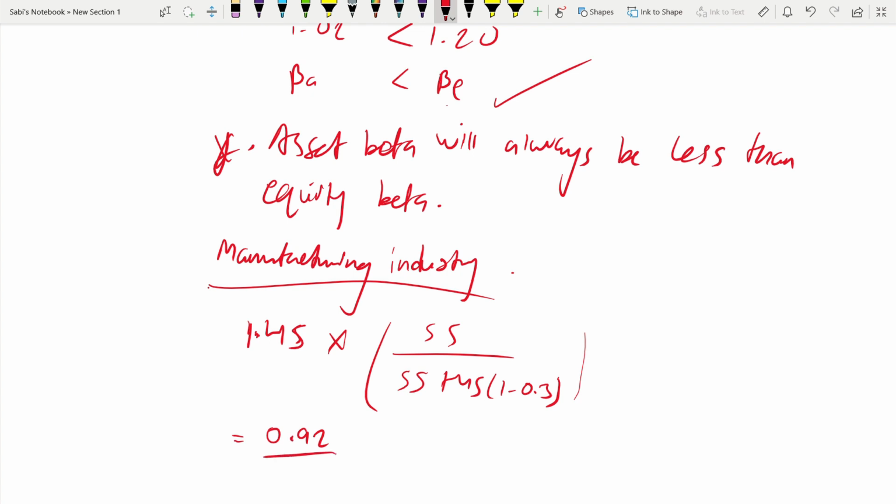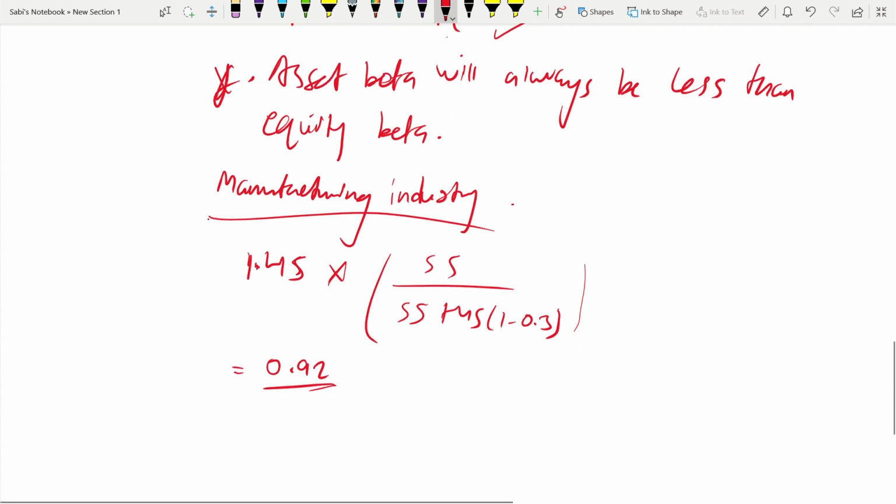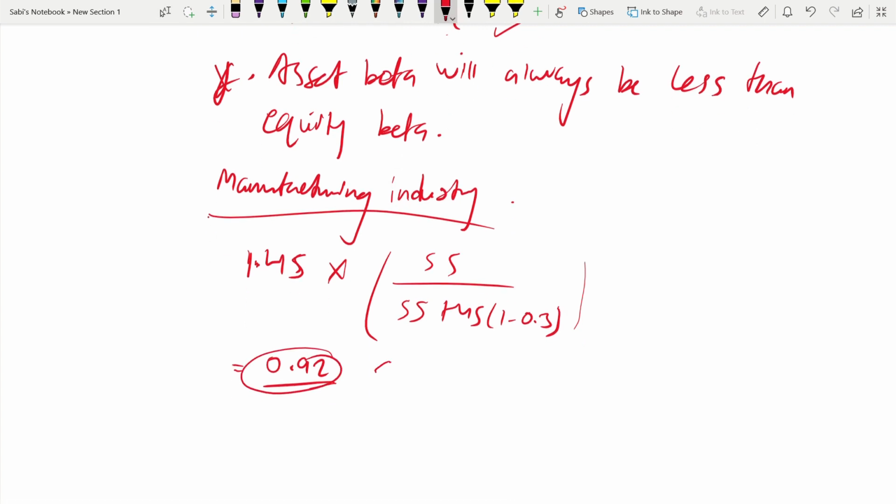If you are getting any different answer, that means you are wrong in the way you have calculated. Maybe you have added before multiplication, or your BODMAS is wrong. So 0.92. Is there any way to check? Yes. Again, this is less than 1.45. Asset beta is less than equity beta. Correct.